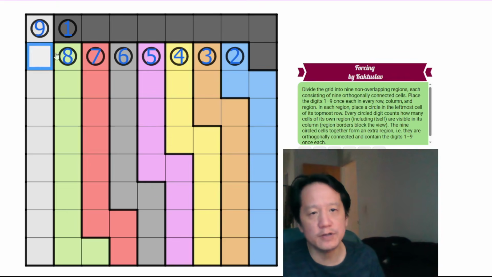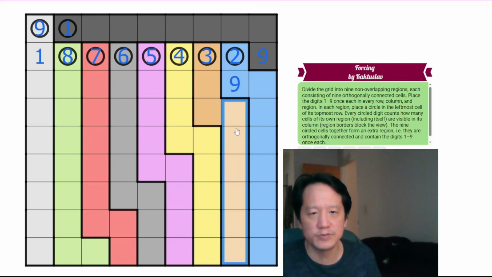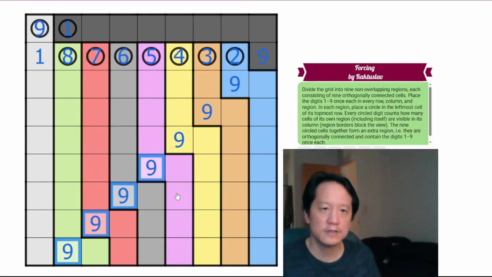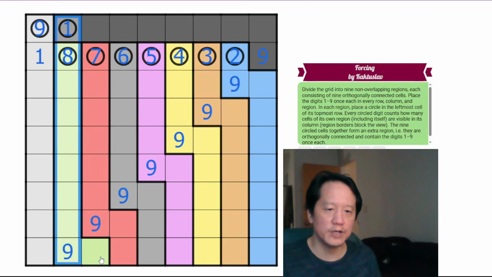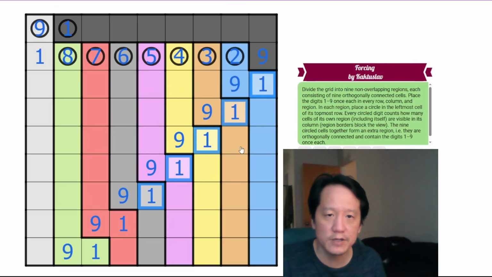And this can't be 9 because of 9 in the column. So this is 1, that's 9. That means 9 has to be somewhere in blue, cannot be here, so this is 9 here. 9 has to be somewhere in orange, cannot be here or here, so that's 9 here. 9 has to be somewhere in yellow, that makes all of these 9. We're missing a 1 in green, it has to be there. We're missing now a 1 in red, it has to be there, so then these are all 1.